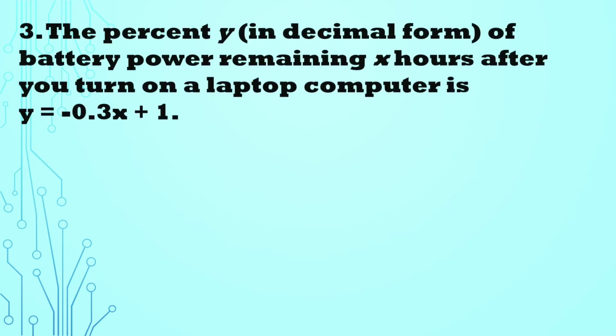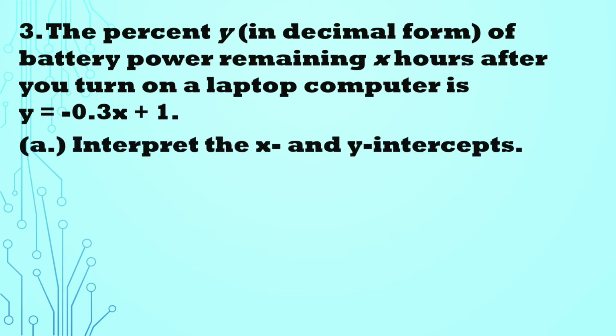So, let's have number 3. The percent y in decimal form of a battery power remaining x hours after you turn on a laptop computer is y equals negative 0.3x plus 1. So, let's interpret the x and y intercept. So, para makuha natin si x intercept, kailangan nating i-let si y as 0. At para makuha naman natin si y intercept, we let x as 0. So, ganun lang po siya kadali.